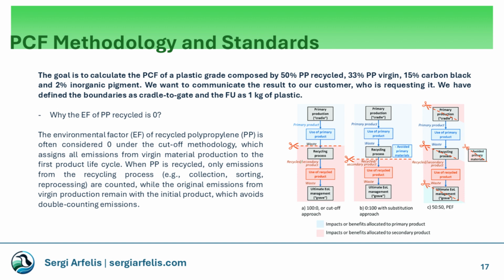The cutoff, or 100 to 0 method, is widely used in industry databases like Ecoinvent and is accepted by standards such as ISO 14067 and the GHG Protocol. It is important to clearly state which methodology you use in your calculations, as it can significantly affect the carbon footprint result for recycled materials.